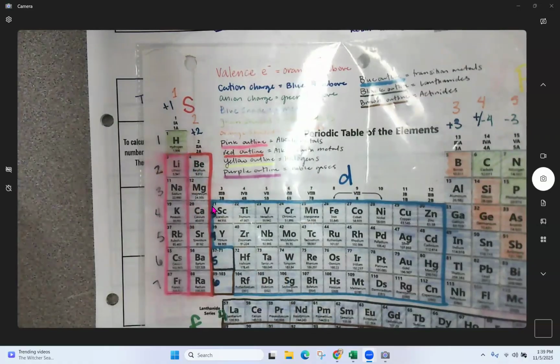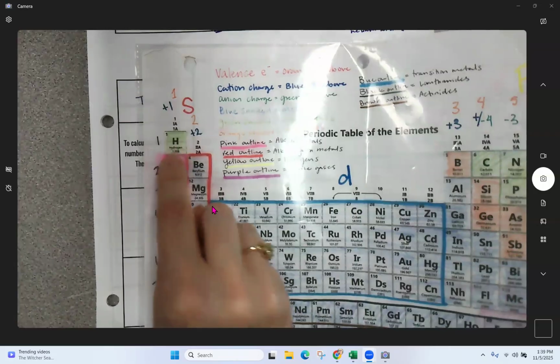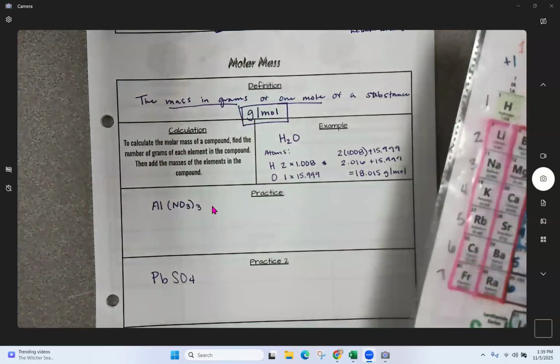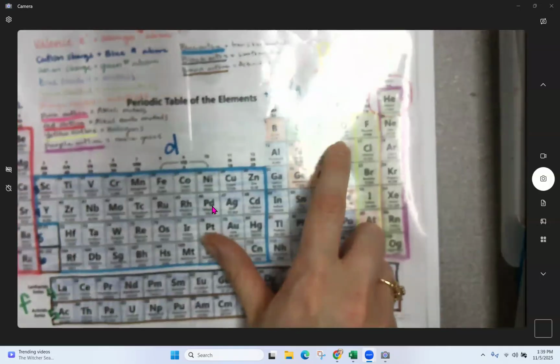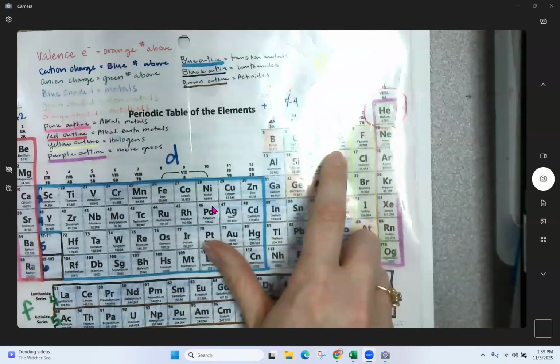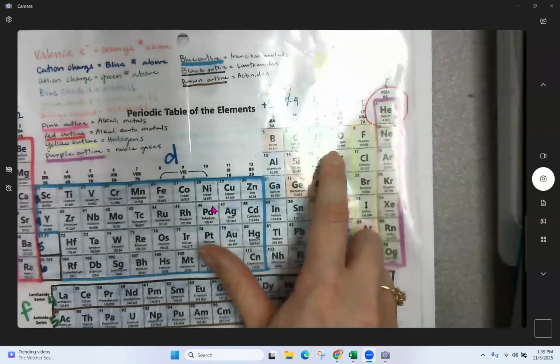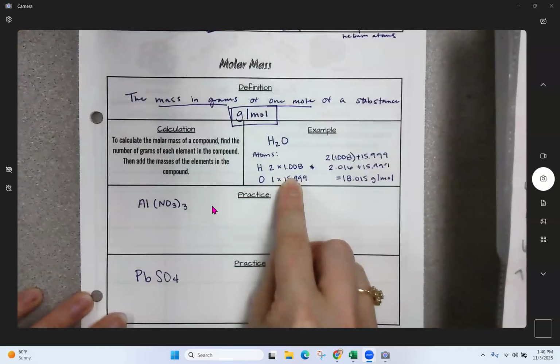So we zoom in on that. That's 1.008. You need to use all of those decimals when you're doing this. And then oxygen, same thing. We're finding oxygen. Oxygen is 15.99. Sorry about the glare there. So we're looking at our periodic table to find those masses to start with. So that's where I got those 2 numbers.